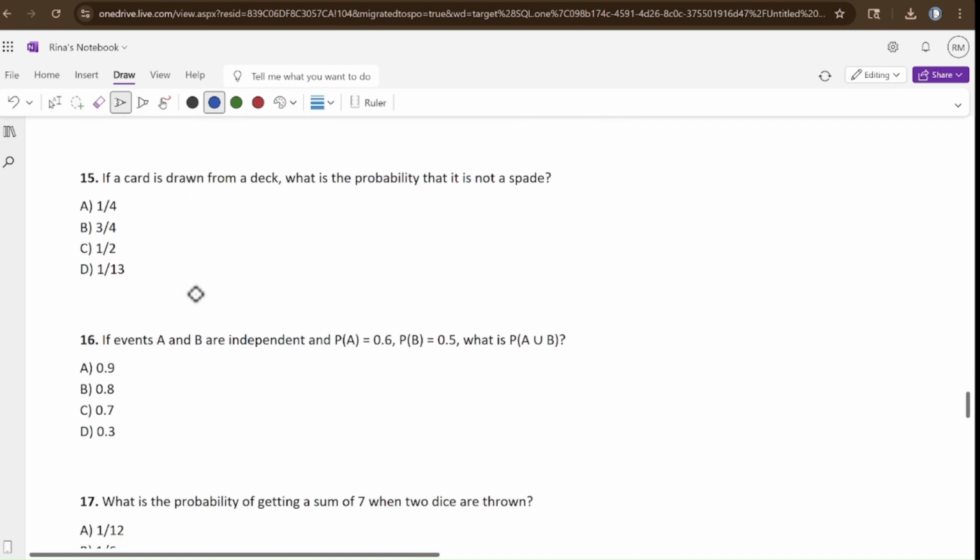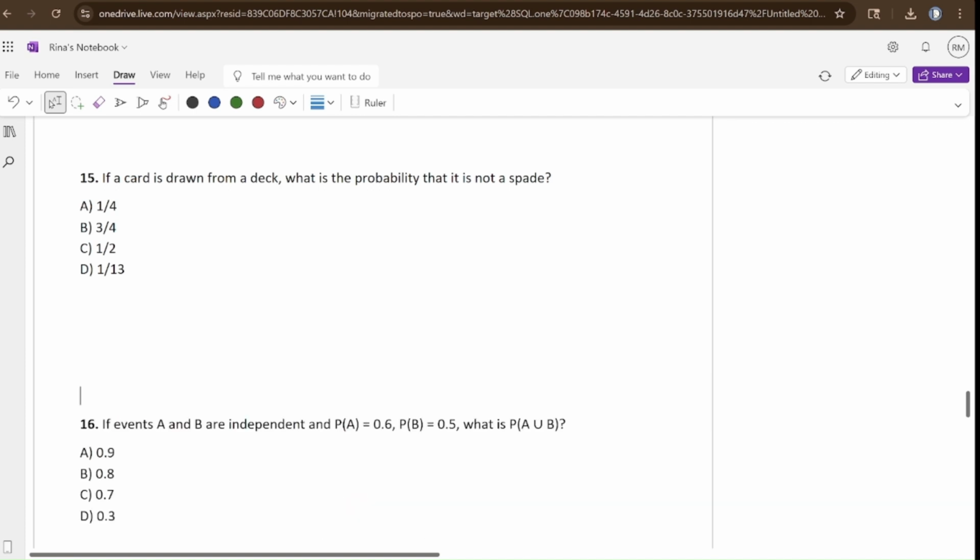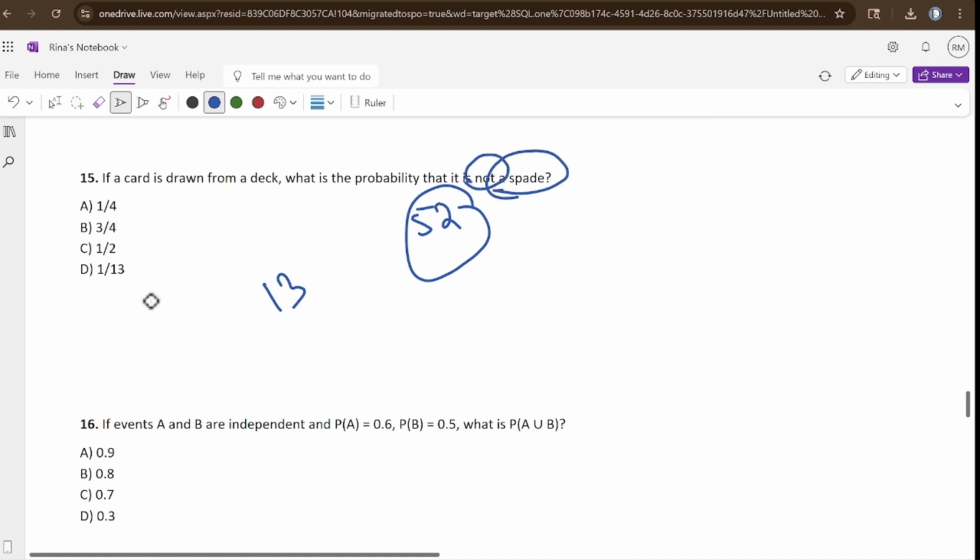Now, if a card is drawn from a deck, what is the probability that it is not a spade? For that you have to know about the cards, how many are spade and other types of card. So total we have 52 cards, and among them 13 cards are spade cards. So what is your favorable outcome? Other 39 cards. If I subtract, it will be 39 cards exactly.